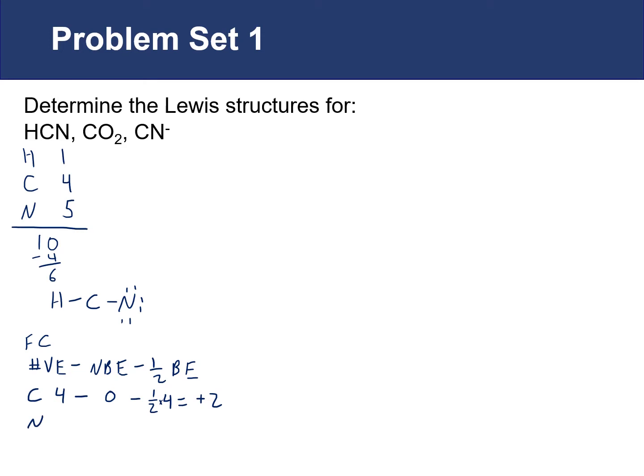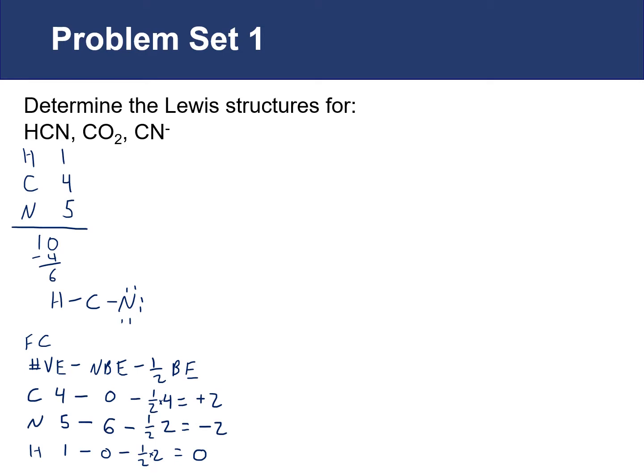Nitrogen brings with it 5, so it has 5 valence electrons minus non-bonding electrons. It has 6 minus 1/2 the number of bonding electrons. It has 1 bond, so that is 2 electrons. 1/2 of 2 is 1. So our nitrogen would have a -2 charge. The hydrogen has 1 valence electron. It has 0 non-bonding electrons and 1/2 of 2, or 1, bonding electrons, which gives us a 0.